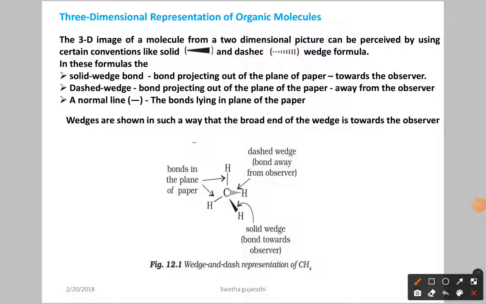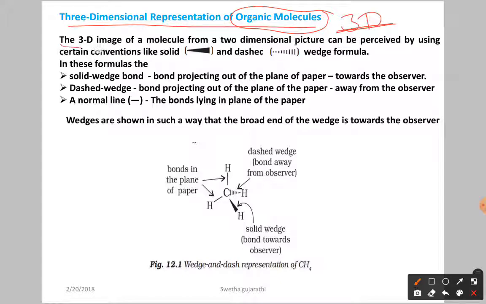Hello students, let us discuss three-dimensional representation of organic molecules. Here, if you see the paper, we can write the 2D, means two-dimensional. But if you want to show an organic molecule in a 3D manner, with the three axes, how are you going to show it?